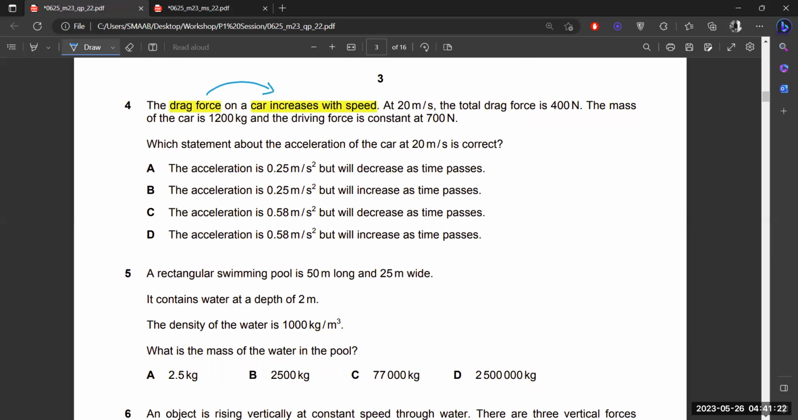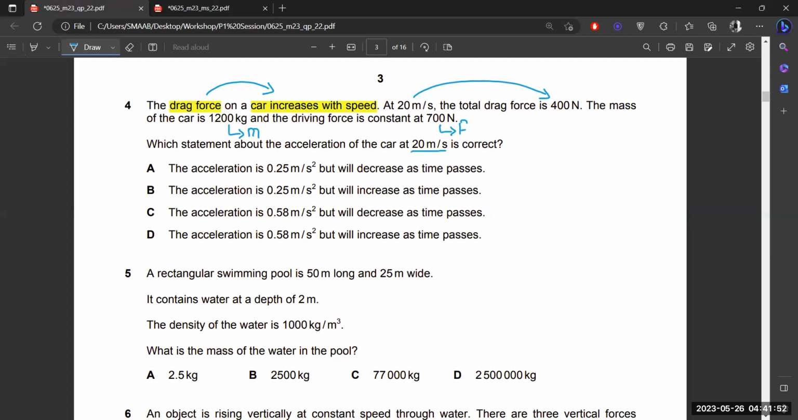Second, at 20 meter per second, the total drag force is 400. So basically this speed links with 400 Newton. The mass of the car remains the same. And the driving force is constant, so the driving force is also constant, that is 700 Newton. Only drag force will change with increase in speed. So that is the question. Which statement about the acceleration of the car at 20 meter per second is correct?